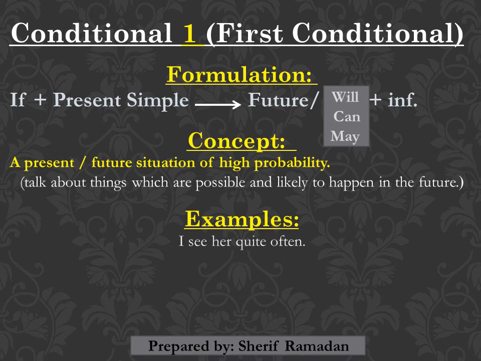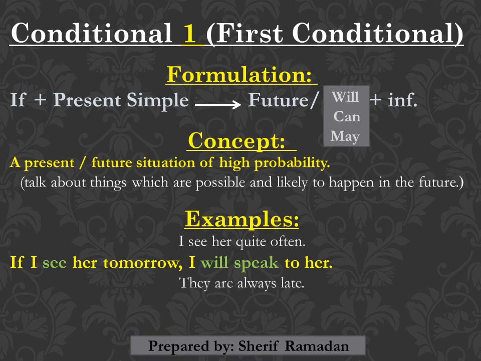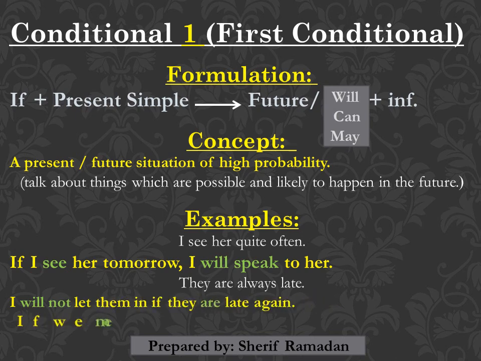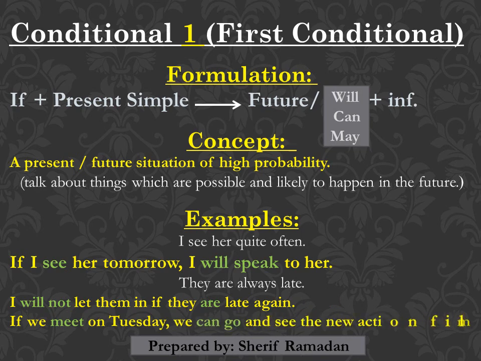Examples: I see her quite often. If I see her tomorrow, I will speak to her. They are always late. I will not let them in if they are late again. If we meet on Tuesday, we can go and see the new action film. So, we can use will, can, may in the consequence clause.